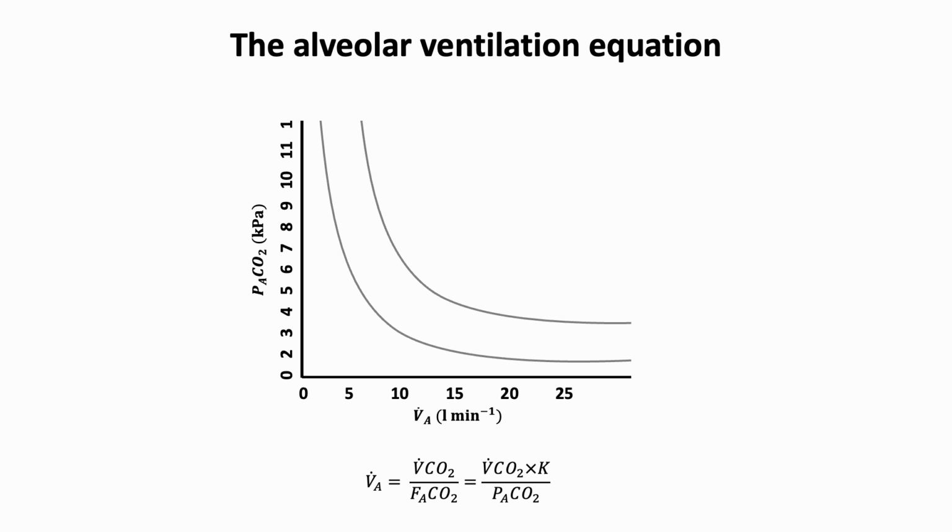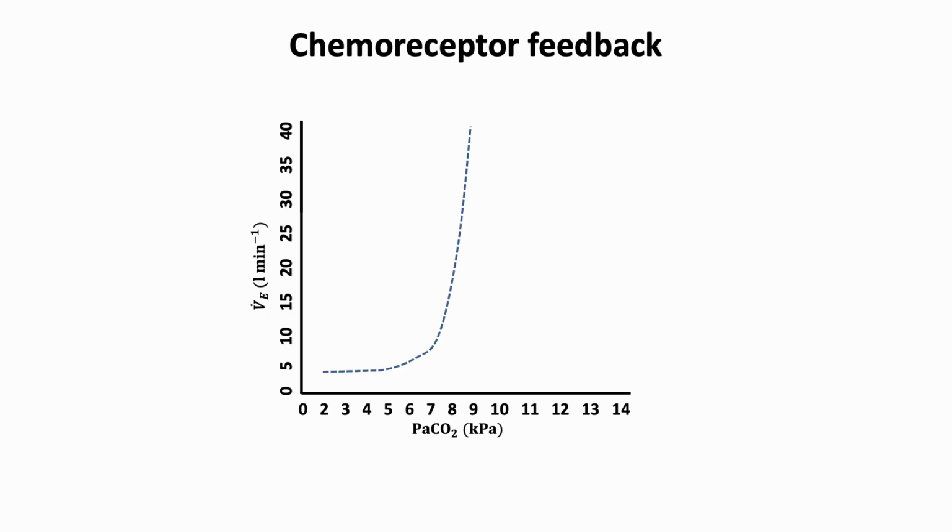The other curve that I've shown here is how it is shifted if the body's CO2 production is increased. That will shift the curve to the right. And the chemoreceptor feedback loop is what we just saw before. Basically, that's what I showed you just before when I went through the 3 different chemoreceptor stimuli.